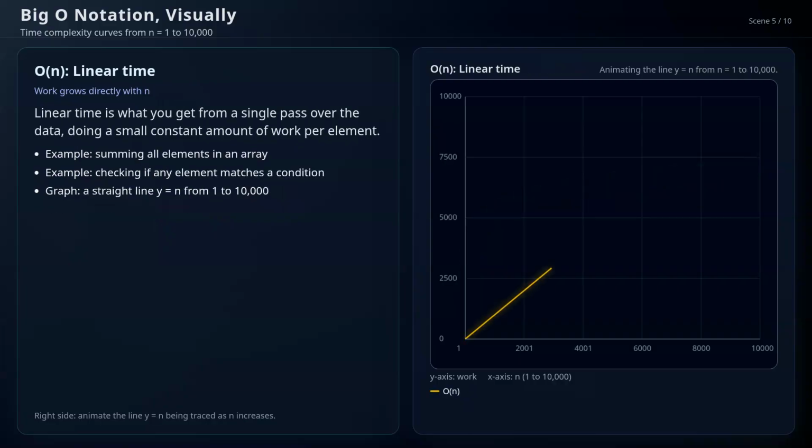Linear time, O of n, is what you get when you do a constant amount of work for each element. A simple loop that walks through an array once is O of n. On our graph, we plot work on the vertical axis and n on the horizontal axis. As n increases from 1 to 10,000, the line y equals n rises steadily. If you double n, the height roughly doubles. This straight line is the visual fingerprint of O of n.